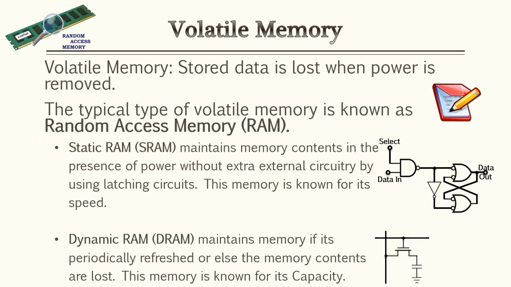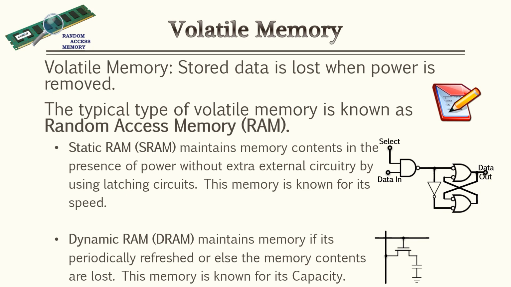Now let's go over volatile memory first. Volatile memory stores data until power is removed. The typical form of volatile memory is known as random access memory, or RAM. Now think of RAM as the notepad of the memory world. When your microprocessor performs calculations or movements, it uses the RAM to store this data temporarily while it performs these calculations, and then it reuses it as needed, similar to a notepad.